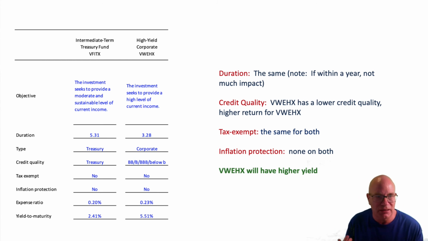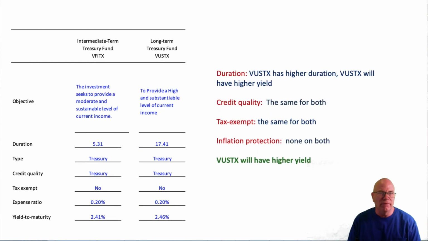Tax exempt status and inflation protection both are the same. VWEHX in this case would have the higher yield. If you had told me on an exam that you could not tell because of lower duration, I would give you credit for that. But in this case, just from a standpoint of risk, the corporate bond fund will have the higher yield. All right, let's go on to the next one.